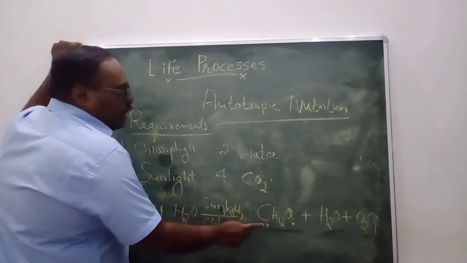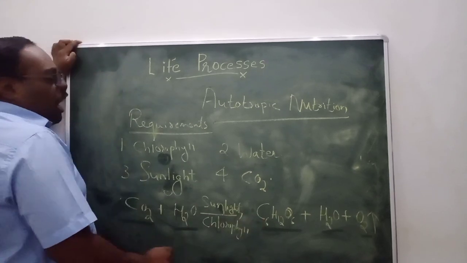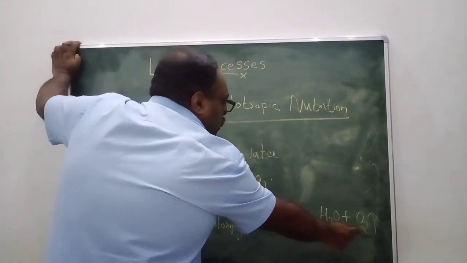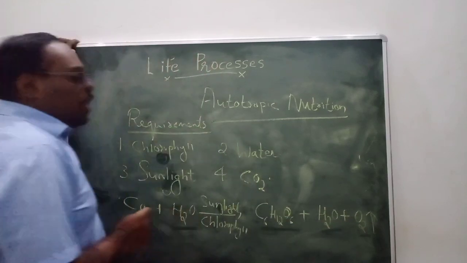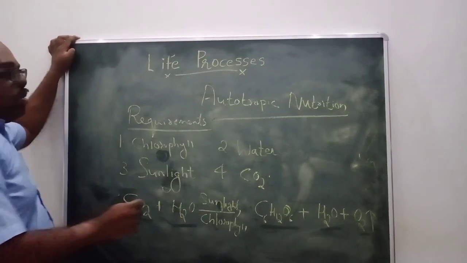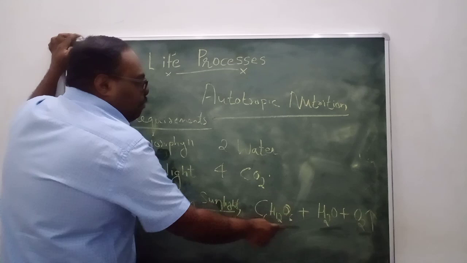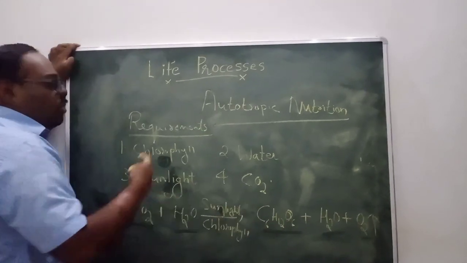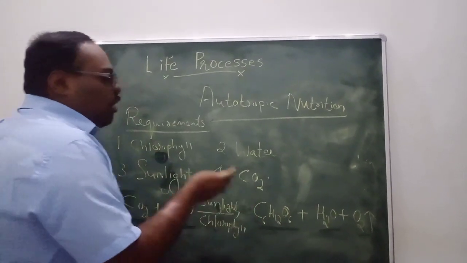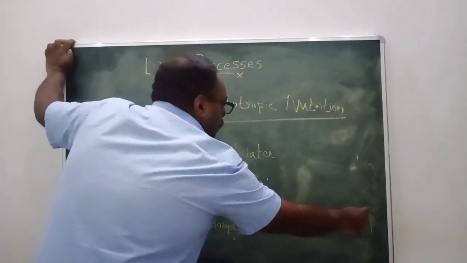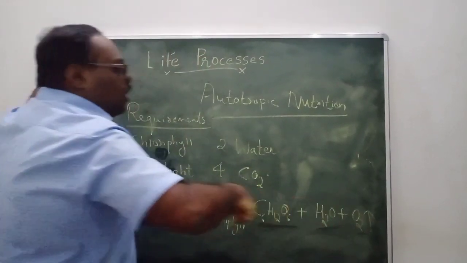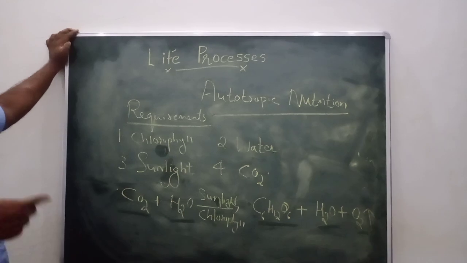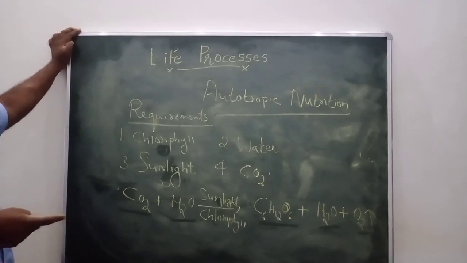Starch is the product and oxygen is the byproduct. That means starch is the main thing which the plant uses, and after using it, the oxygen will be evolved out, and this oxygen will be used by humans for the further respiration process.